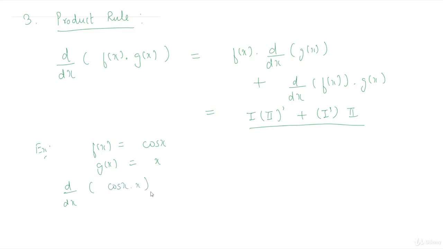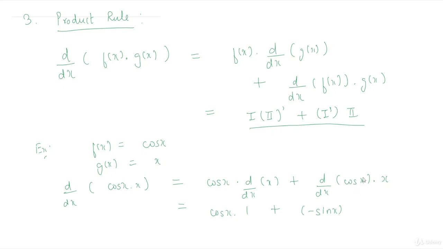That will be cos x multiplied by x. So how will we compute this derivative? That will be the first function, that is cos x, multiplied by the derivative of the second function, that is d by dx of x, plus the derivative of the first function, that is d by dx of cos x, multiplied by the second function, that is x. So that will be cos x multiplied by d by dx of x, which is 1, plus d by dx of cos x, this is minus sin x.